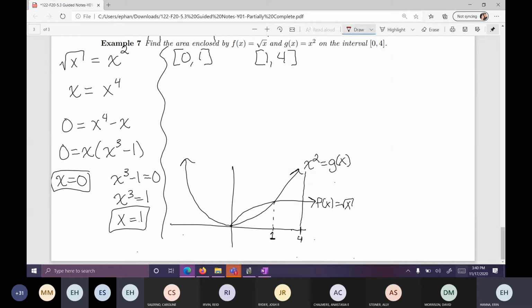So between 0 and 1, this function's on top of the other. It's higher up than the other one. Whereas in the second piece from 1 to 4, now the quadratic is on top. So we're essentially saying that in 0 to 1, square root of x seems to be on top, and in the 1 to 4 piece, x squared seems to be on top. Let me just verify that algebraically. Again, you don't have to do both.